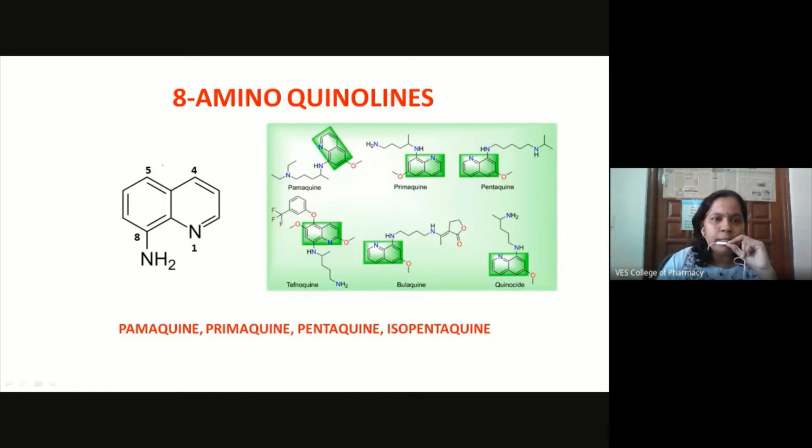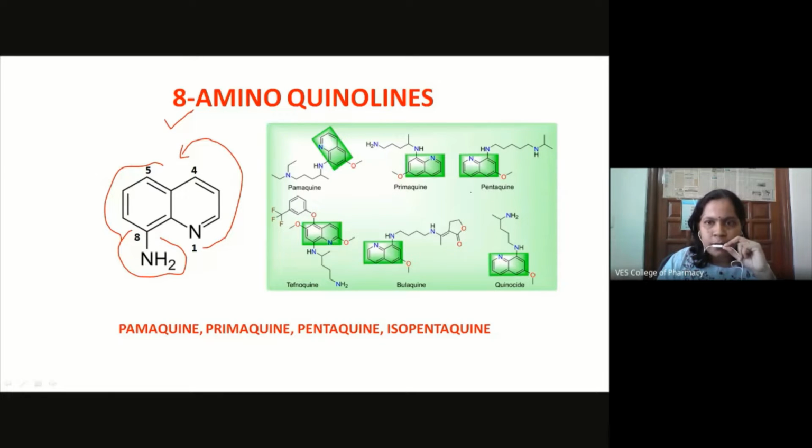You have the quinoline ring, that is the benzopyridine ring system. And as usual, we are going to start numbering from the heteroatom, that is nitrogen, and complete the ring. So this is first position, fourth, fifth, sixth, seventh, and eighth. So at eighth position, you have the amino group. That is why this class is called 8-aminoquinolines.